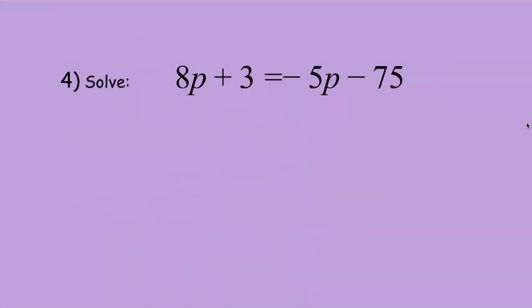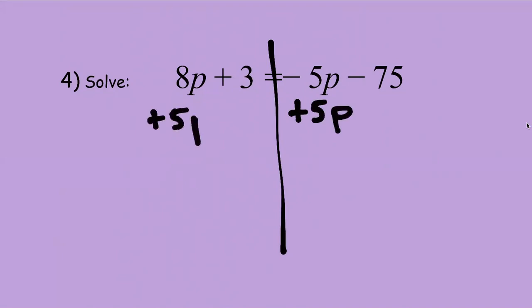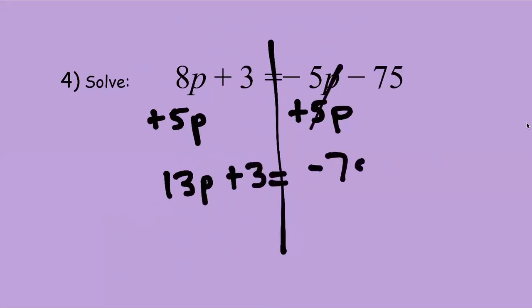8p plus 3 equals negative 5p minus 75. We want to get the variables on one side and the numbers on the other side, because we've got numbers and variables on both sides. Usually I move the variables over to the side that has the most. 8 is larger than negative 5, so I'm going to move that negative 5p over to the other side by adding 5p to both sides. That gives me 13p plus 3 is equal to negative 75.